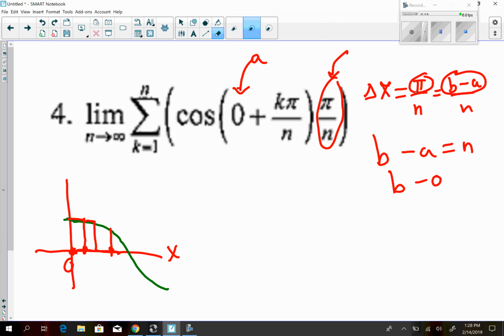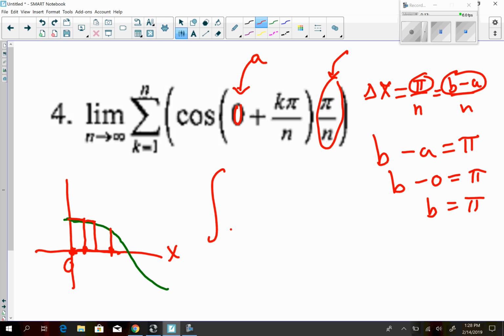Okay, I meant to say b minus a equals pi, because, like I said, if the denominators are equal, the numerators must be equal. A is 0. B equals pi. So we're going to say it's the integral from a, which is 0. So now we know b is pi. And we're going to put cosine x here. And that's like the dx. And that's it.